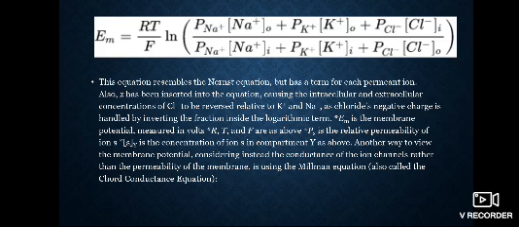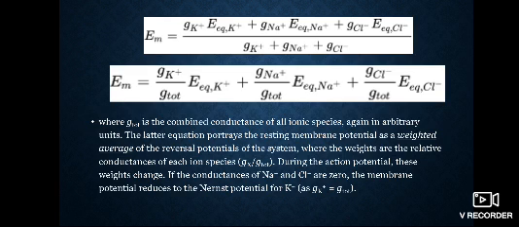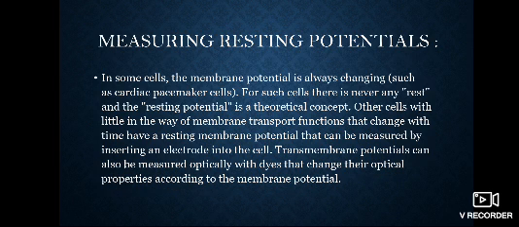Another way to view the membrane potential, considering instead the conductance of the ion channel rather than the permeability of the membrane, is using the Millman equation, also called the conductance equation, where GTOT is the combined conductance of all ion species, again in arbitrary units. The latter equation portrays the resting membrane's potential as a weighted average of the reversal potentials of the system, where the weights are the relative conductances of each ion species. During the action potential, these weights change. If the conductances of Na plus and Cl minus are zero, the membrane's potential reduces to the Nernst potential of K plus. Measuring resting potentials.